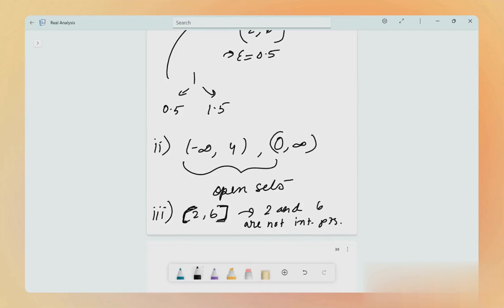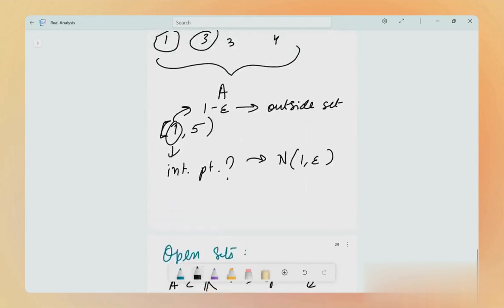Now, if you want a visual idea to understand open sets, you can think like this. In an open set, no point lies on the boundary. This is a boundary, right? No point lies on the boundary. All points are well inside the set. Now, why does this open set concept matter actually? Open sets form the foundation of topology. They are used to define continuity, convergence, and many advanced concepts in analysis.